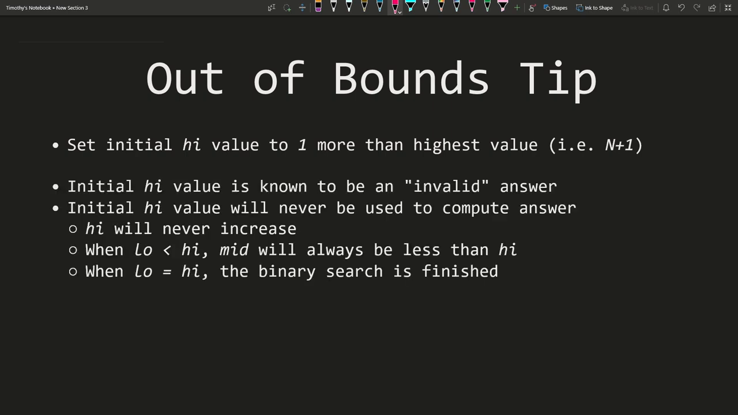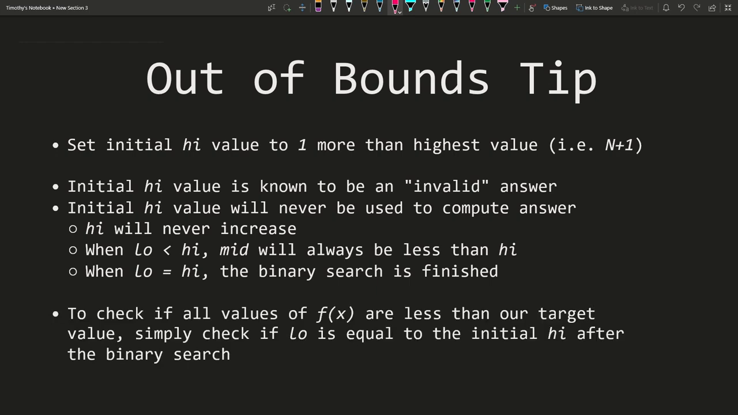And so the idea here is that the initial high value is known to be an invalid answer, right? We'll never get to n plus 1. And so the initial high value will never be used to compute the answer. The reason for that is because high will never increase. And when low is less than high, mid will always be less than high. And when low is equal to high, the binary search is finished. So to check if all values of f of x are less than our target value, simply check if low is equal to the initial high after the binary search. And that will tell you whether or not all values of f of x are less than our target value.